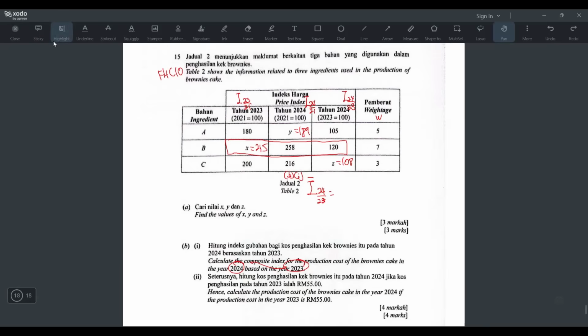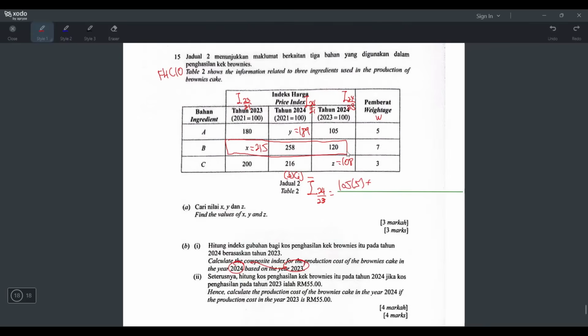Okay, now let's use the composite index formula. The formula is you take the price index times the weightage and then divide by the total weightage. But there's so many price indices, which one do you have to take? The 24 based on 23 ones. Yeah, because you are finding the composite index for 24, 23. So of course you will take the price index for 24, 23 also. So 105 times 5 plus 120 times 7 plus 108 times 3, divided by the total weightage 5 plus 7 plus 3.